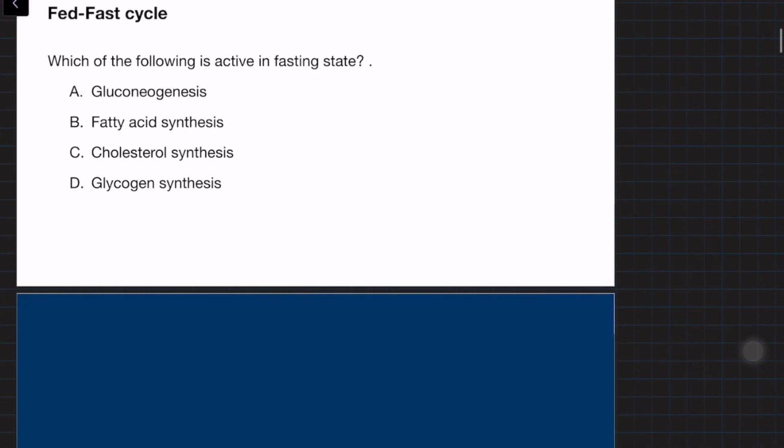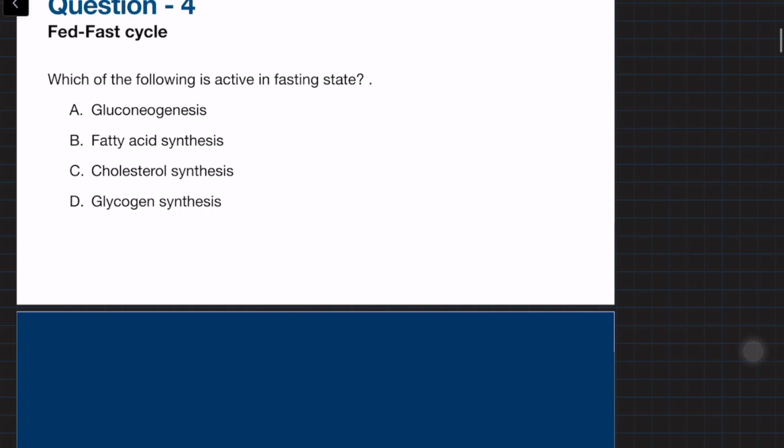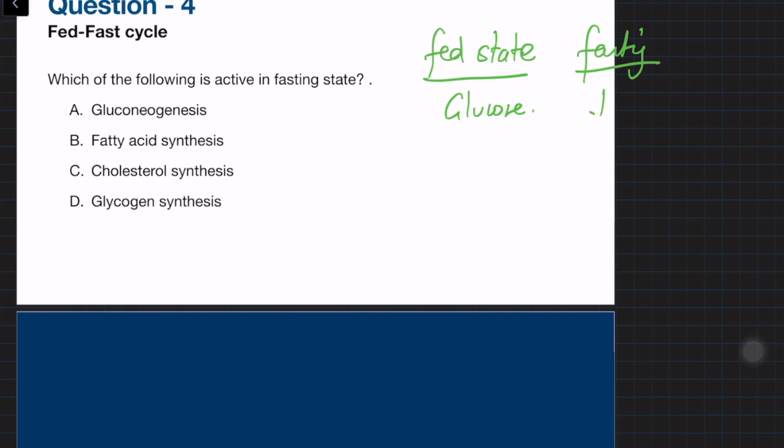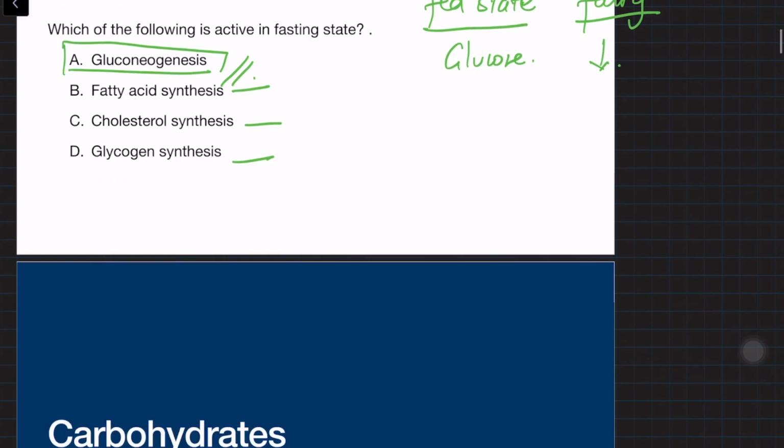Next question, which of the following is active in the fasting state? In a fed state, glucose is high. In a fasting state, glucose is low, right? So when glucose is low, we cannot synthesize fatty acid, cholesterol, or glycogen. We need to synthesize glucose. Therefore, we need to do gluconeogenesis. That's how you arrive at this answer.